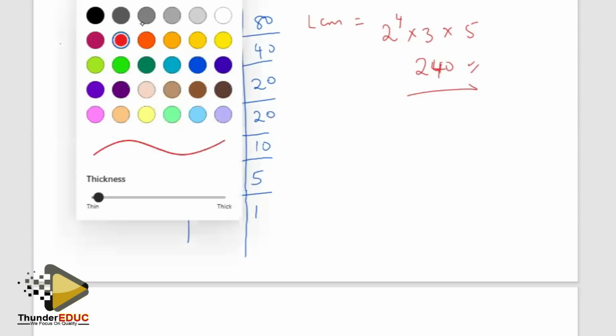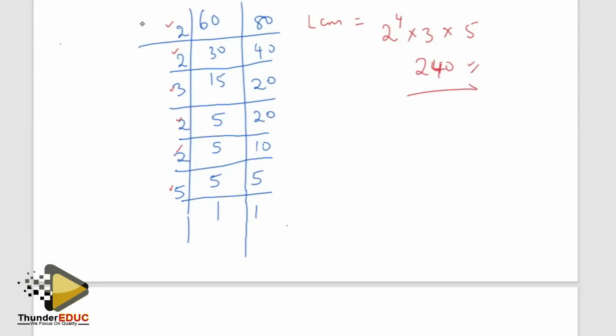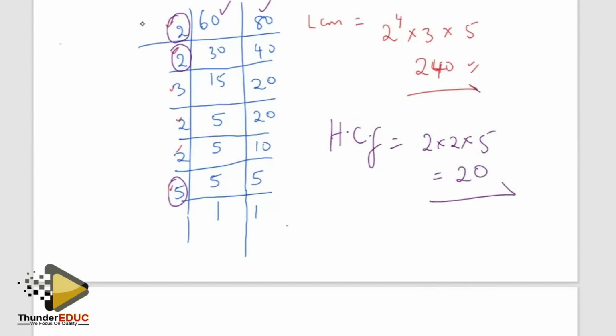Then to get the HCF, the highest common factor, I can look for numbers that divided both 60 and 80. The first one was a 2. Same applies to this 2 also. It broke down both numbers. And then I'm seeing this 5. It broke down the two numbers to give me 1 and 1. The other numbers are just dividing one number. So my HCF will be 2 times 2 times 5, which becomes 20. So that is one approach, which is the ladder method.